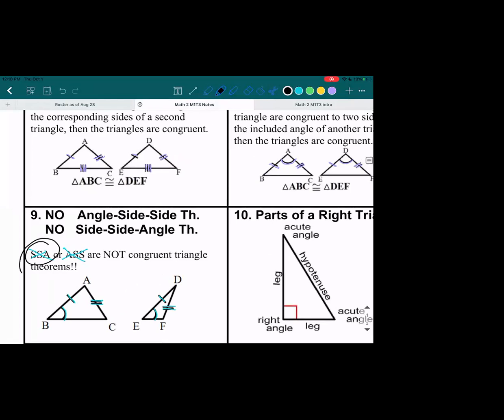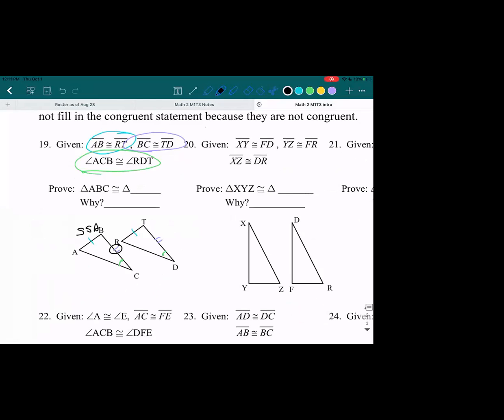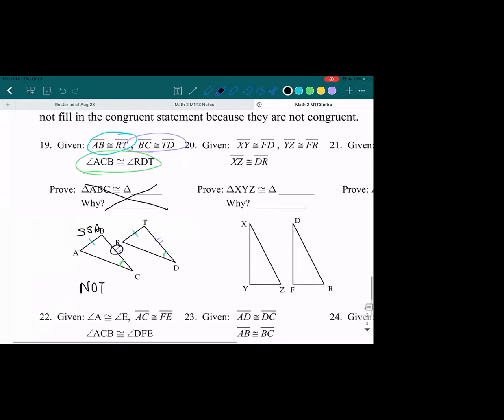SSA is not allowed. So that means our two triangles are not congruent. Okay, because SSA is not allowed. Notice I did not put ASS. But yeah, SSA is not allowed. So I'm going to put over here, we're not saying that they are congruent. I'm just going to ignore that and I'm just going to write not congruent.